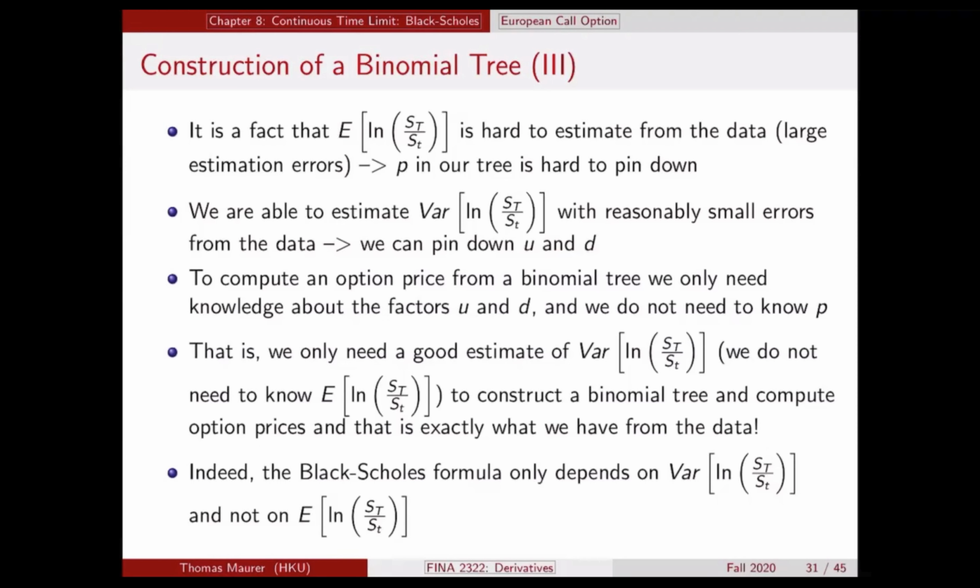For pricing in the binomial tree, we never need to know P, but we definitely need to know U and D. And so having accurate estimates for U and D, that's the important thing which we need for pricing. And similarly, if you think about the Black-Scholes formula, we actually didn't need to know what is the expected return.